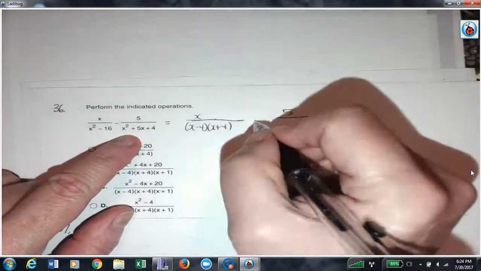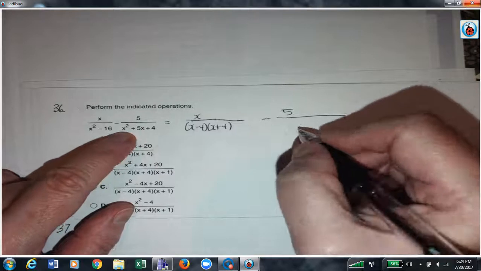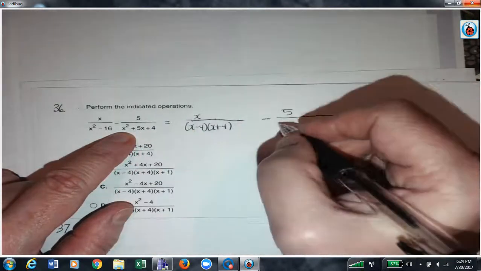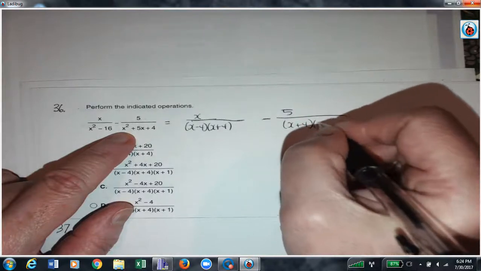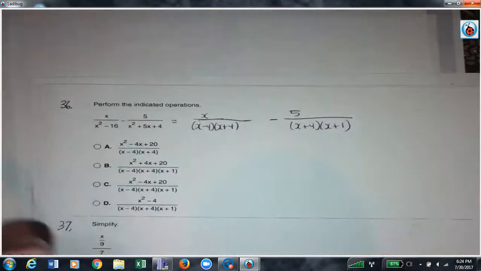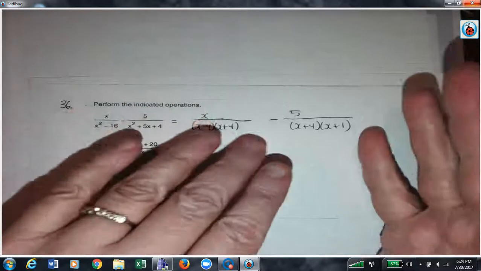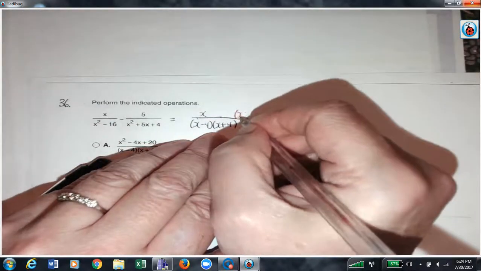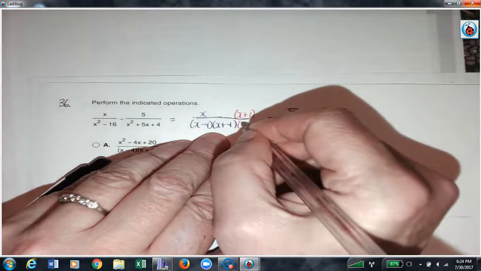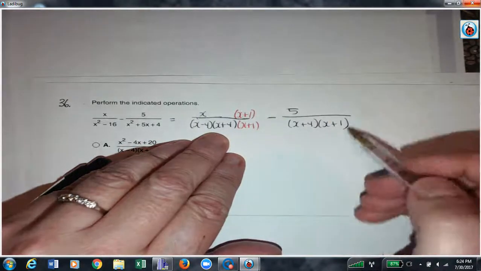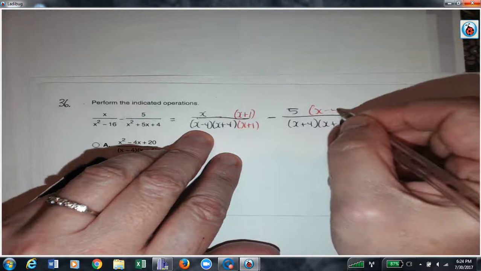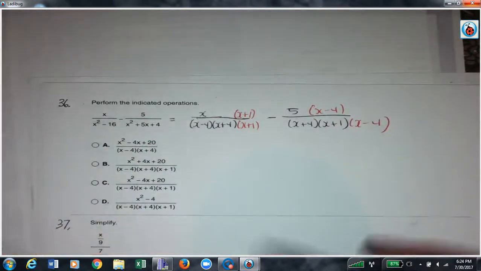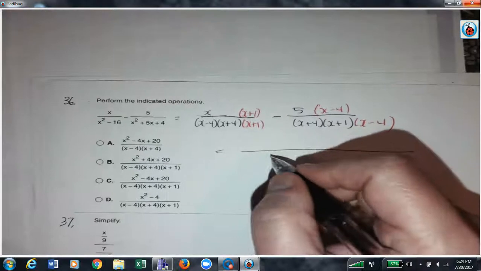So actually, let me... that factors as x plus 4 times x plus 1. Okay, so having done that, to get the common factor on the bottom there, I'll multiply this one top and bottom by x plus 1. And I'll multiply top and bottom of this one by x minus 4. Then they should have the same thing in the bottom.